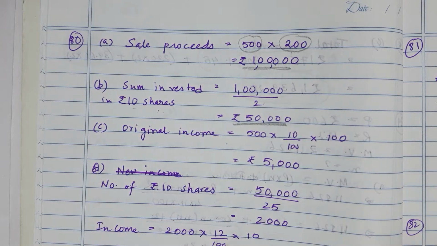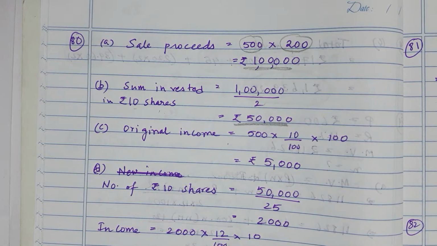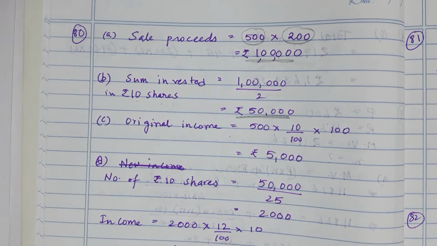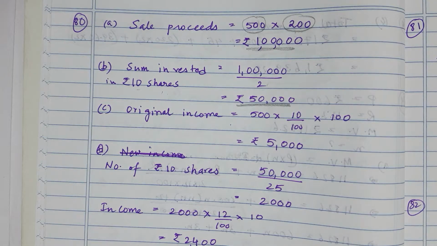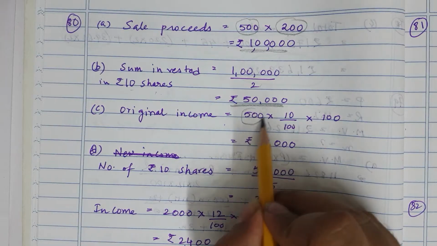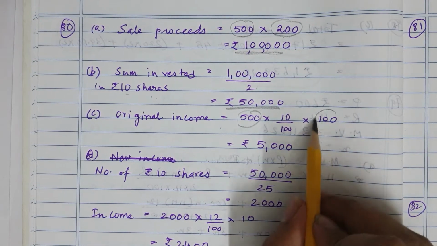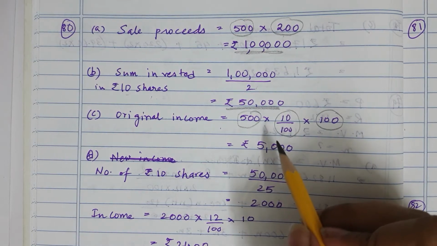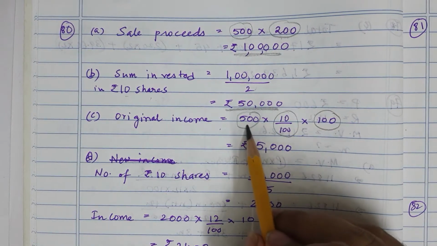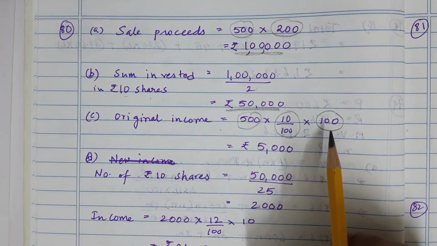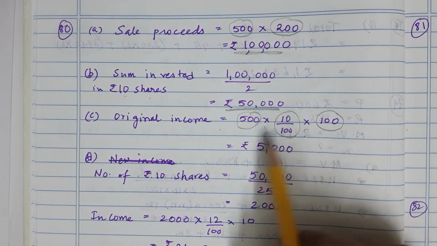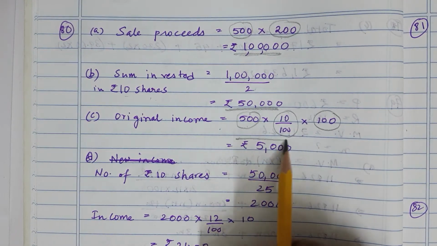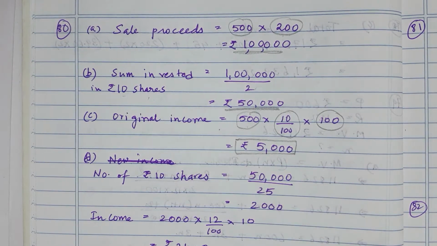So he is investing 50,000 in 10 rupee shares. Then they're asking what is the original income. So original income means initially he had 500 shares with nominal value 100 rupees and 10% rate of dividend. So that will give me the original income: number of shares into rate of dividend into nominal value of each share. So if I calculate that, I get original income of 5,000 rupees.